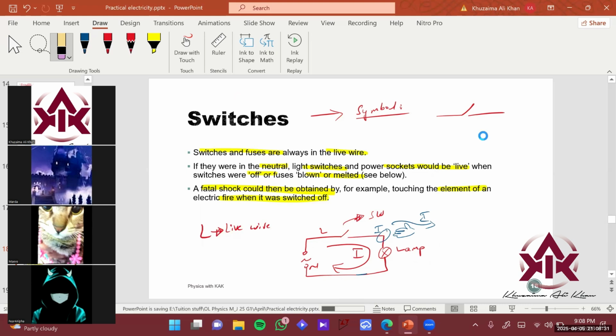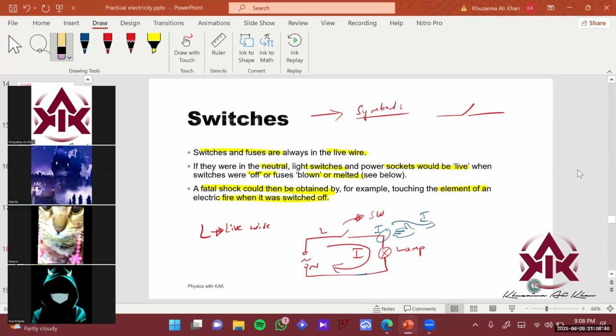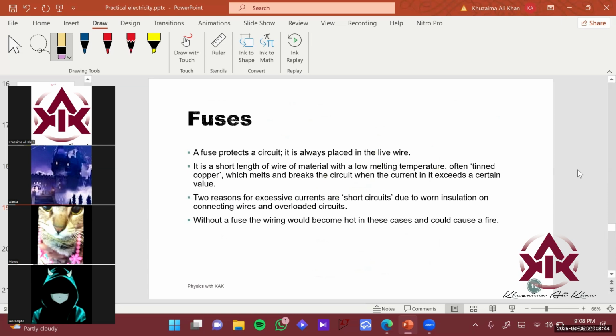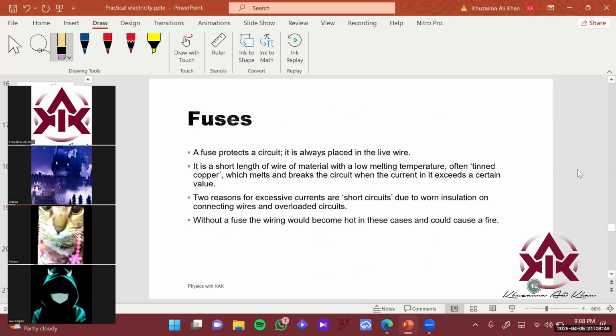Okay. So if it makes sense, what are switches and how do we use them? Give me a thumbs up. Okay, makes sense to me. What about Vardha and Hamza? Good, right.